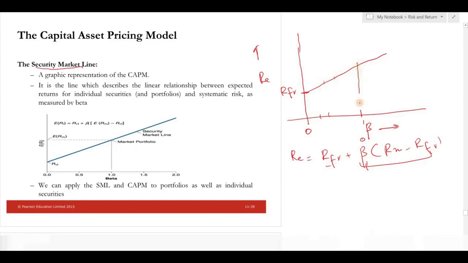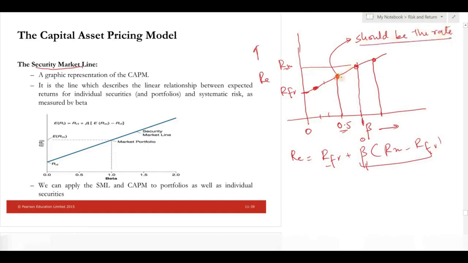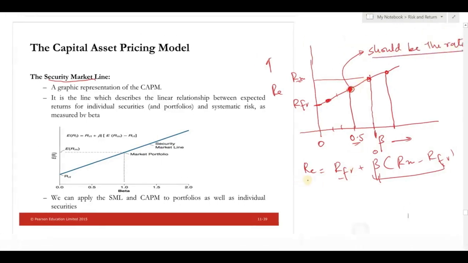And let's say this is the market return. Okay, so this is RM, market return, and this is beta 1. So it means if the beta is 0.5, we should require this much of return. If the beta is this one, we should require this much of return. So all these points here are basically what it should be. These points are the required rate. The actual rate in the market is different, but this rate is based on the formula, based on the capital asset pricing model, because we have incorporated all the fundamentals.